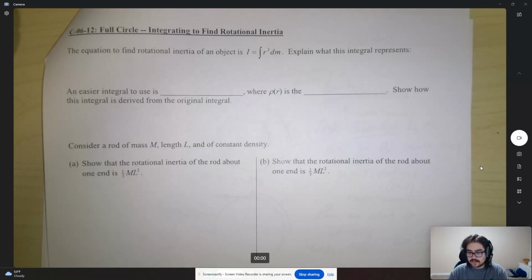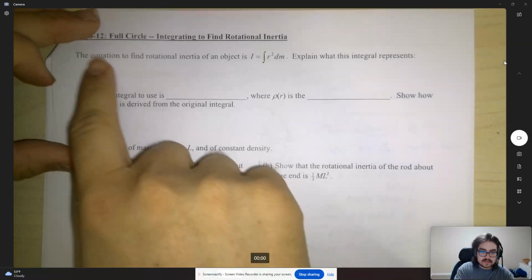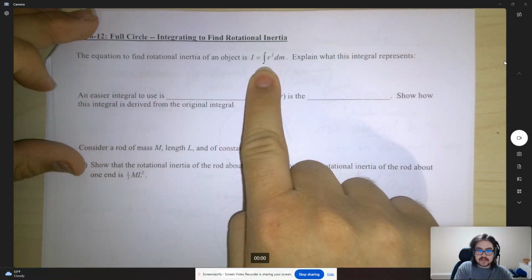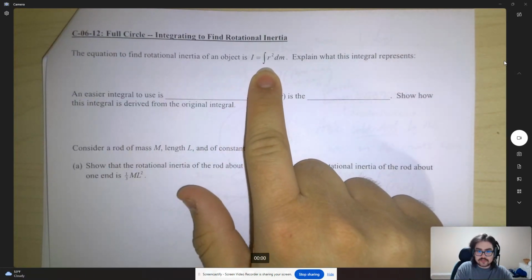All right, we're finally here. This is it. We're finally going to do some calculus, okay? And it's very brief. Integrating to get rotational inertia. The actual way to get rotational inertia is this integral right here, I equals the integral of r squared dm.